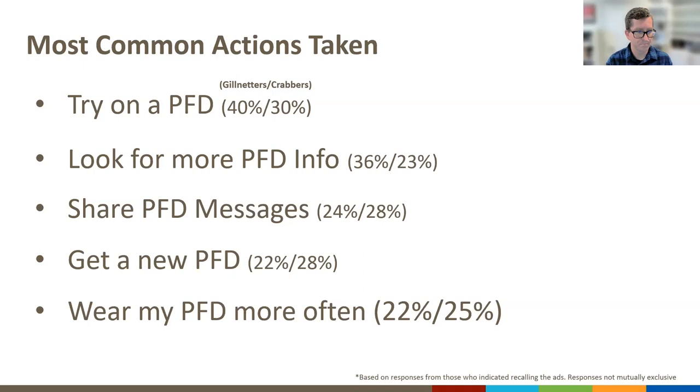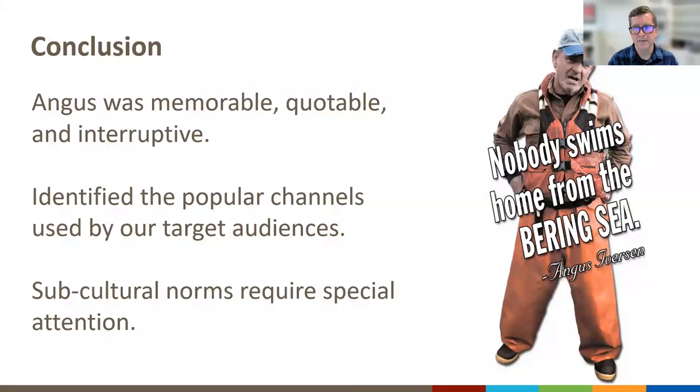Next slide, please. So in conclusion, we can see Angus was memorable. He was quotable. He was interruptive. People recalled him and remembered his message. Through our evaluation, we were able to identify the popular channels used by this target audience, so that as we do more of these types of campaigns or have new hazards to talk about or new fisheries to work with, we can consider those results as we target different channels.